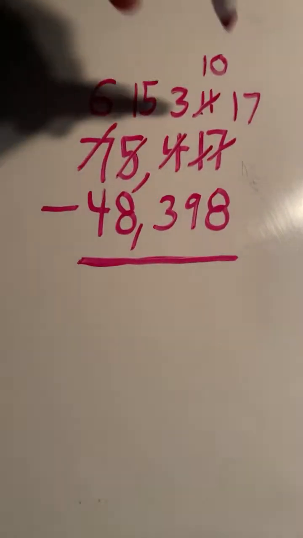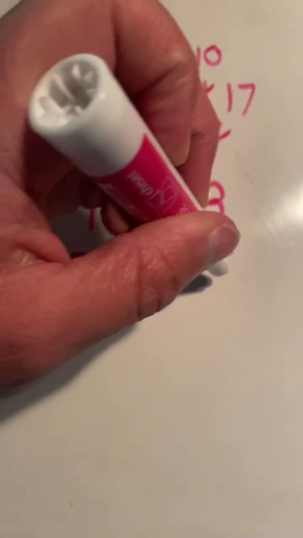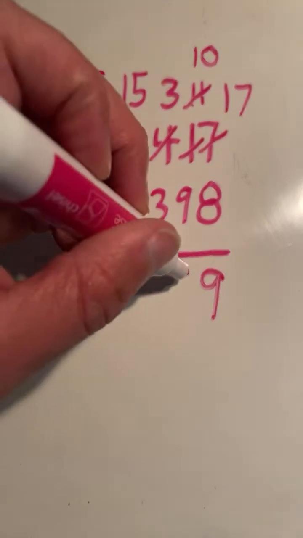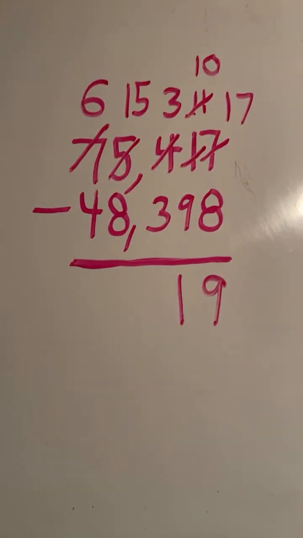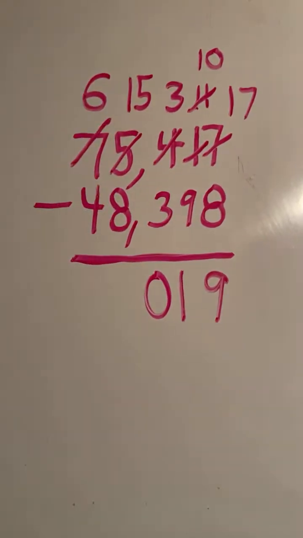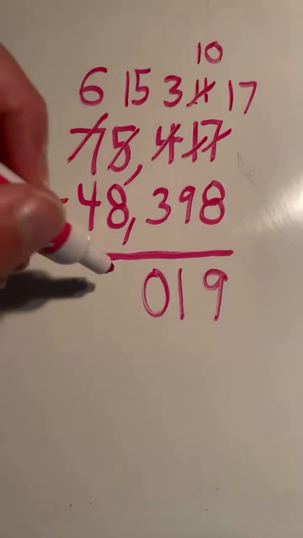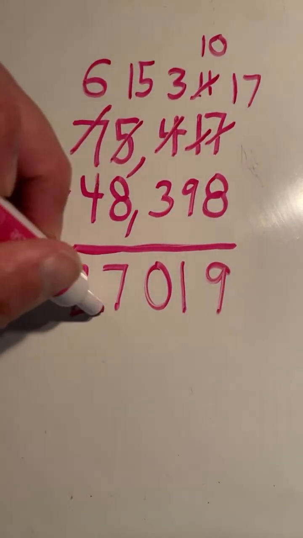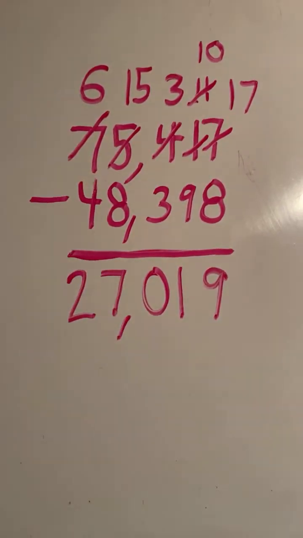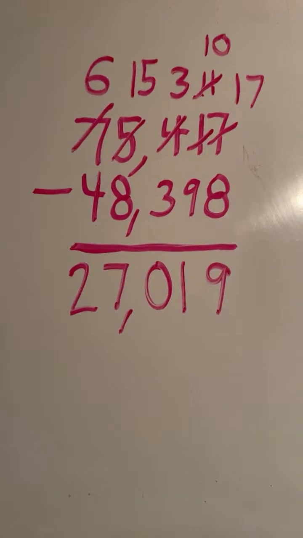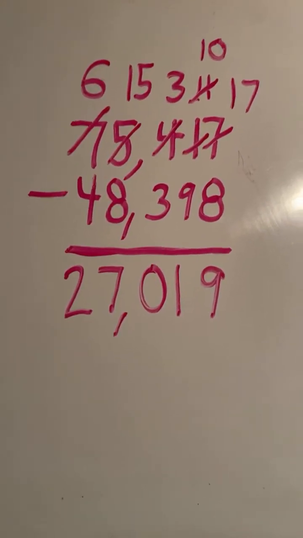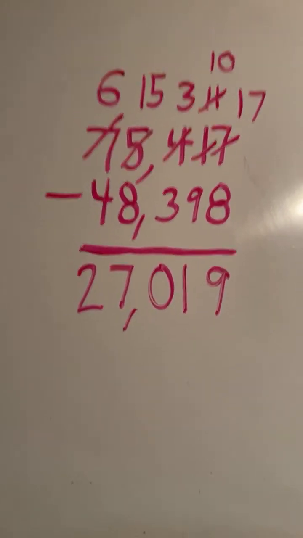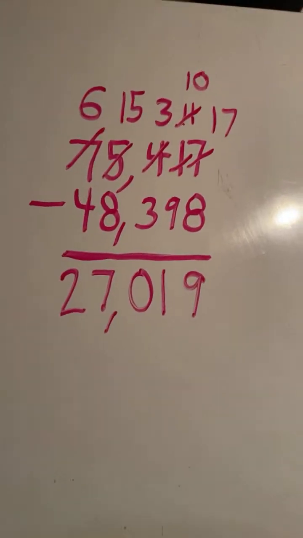Starting in the ones place now, 17 minus 8 equals 9. 10 minus 9 equals 1. 3 minus 3 equals 0. 15 minus 8 equals 7. 6 minus 4 equals 2. And we have our final answer. 75,417 minus 48,398 equals 27,019. All right, moving on to the next example.